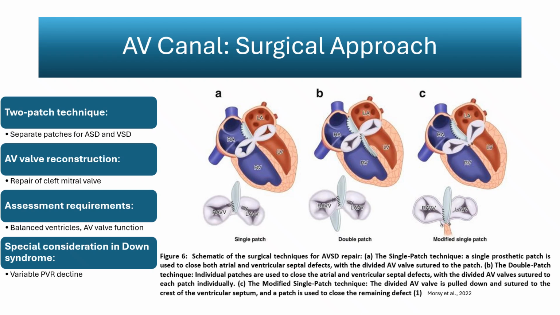In infants with Down syndrome, a special consideration is the variability in pulmonary vascular resistance decline. Some children demonstrate a slower fall in resistance, which can delay the onset of symptoms, while others progress rapidly to pulmonary vascular disease. This variability reinforces the importance of careful hemodynamic assessment and individualized surgical timing.